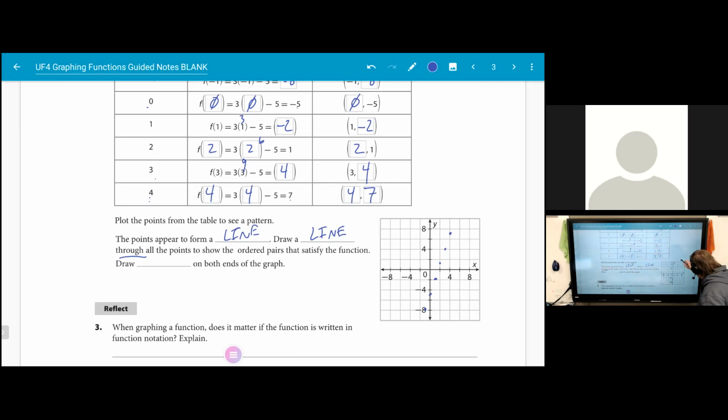So let's go ahead and do that. And we're also going to put arrows at the end because that indicates that this line keeps going. It does not stop at the ends, right? It keeps going and keeps going to infinity.